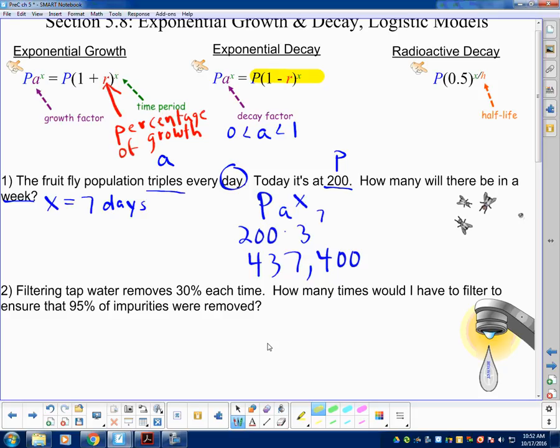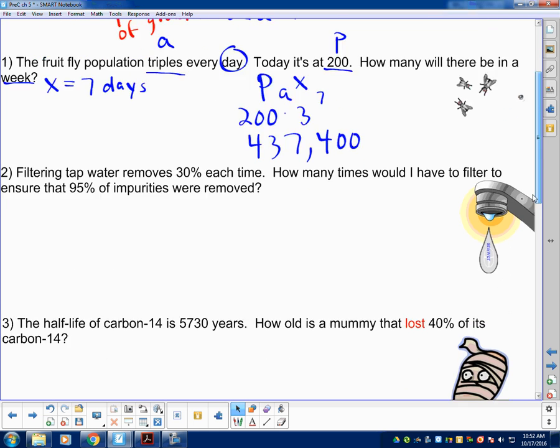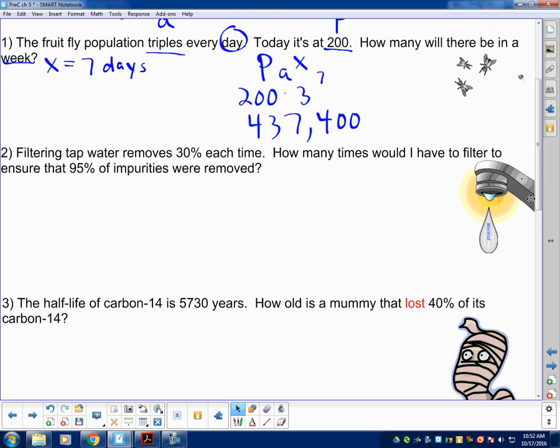So there it is. I would use that one because I'm given a percentage of decay. So I'm going to use P times 1 minus r to the x. Let's write that down here because I can't see it now. So we have A equals P times (1 minus r) to the x.